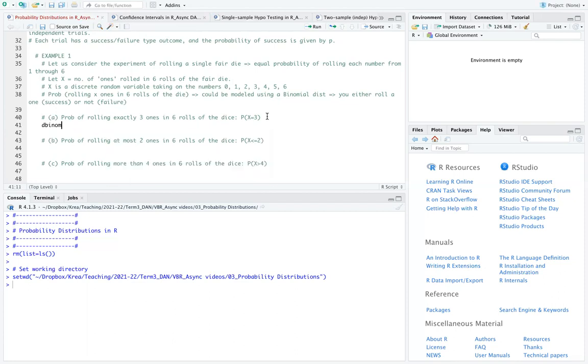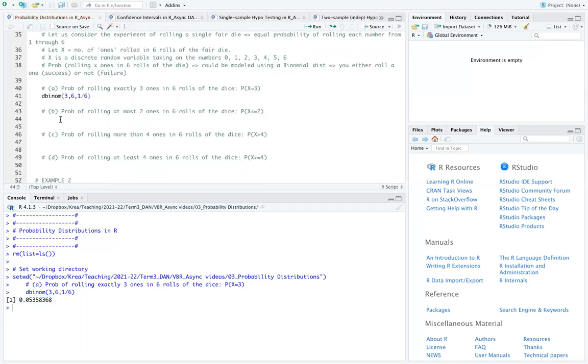So dbinom, open brackets. The first argument is x. X is the number of successes we are looking for. Size is the number of trials we have, and we have 6 rolls of the die. And prob stands for the probability of success, and we're going to do 1 by 6. And we can ignore the last argument, that is not relevant for us. So this is our code. Now when I run the code, I get the answer 0.05358. And that is the probability of rolling exactly 3 ones.